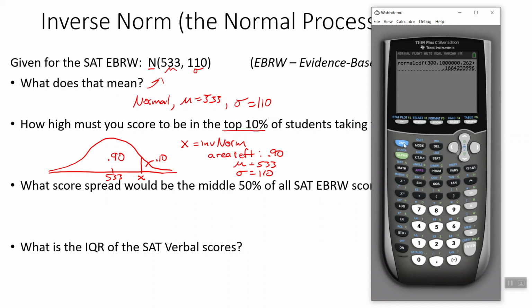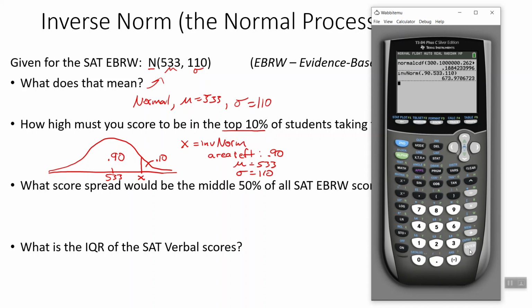So there's our trusty calculator. Second distribution, inverse norm. Our area is 0.90. I always like putting the 0 anyway. You don't have to. 533 for our mean. 110 for our standard deviation. And paste, enter. There it is.